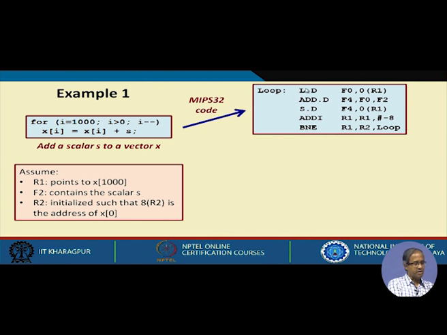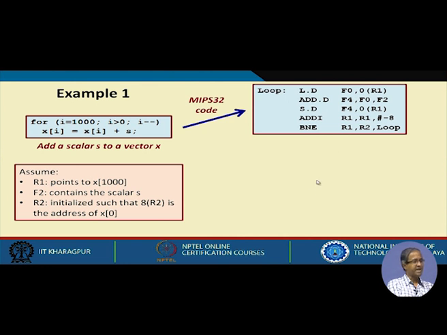So, after one addition, we are decreasing R1 by 8. We can either do add immediate minus 8 or subtract immediate 8, both are okay. Here I have given add immediate R1, minus 8, stored in R1. Now it will be pointing to x999, and we repeat until R1 becomes equal to R2. R2 is pointing to the element just before x0. So when it decreases and crosses x0, you stop, or otherwise you go on looping.